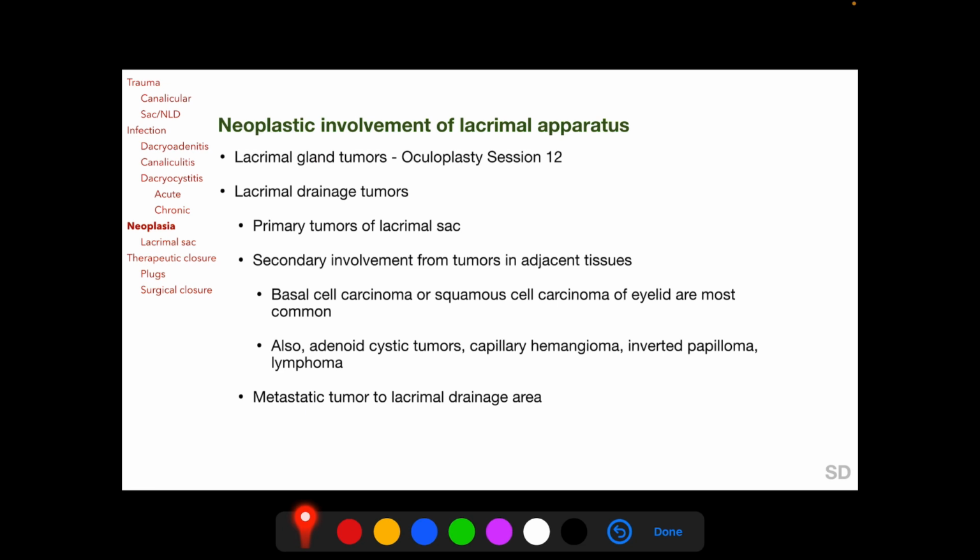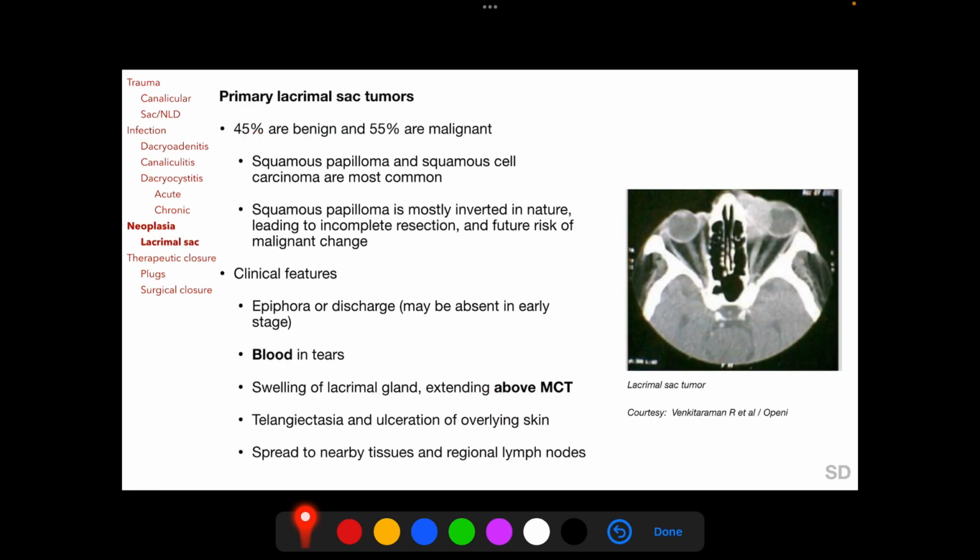Tumors involving the lacrimal drainage pathways can be primary tumors of the lacrimal sac, or secondary involvement from tumors in adjacent tissues, among which basal cell carcinoma or squamous cell carcinoma of the eyelid are the most common. Metastatic tumors from distant sites may also involve the lacrimal drainage pathway. 45% of primary lacrimal sac tumors are benign and 55% are malignant. Squamous papilloma and squamous cell carcinoma are the most common forms of benign and malignant primary lacrimal sac tumors.